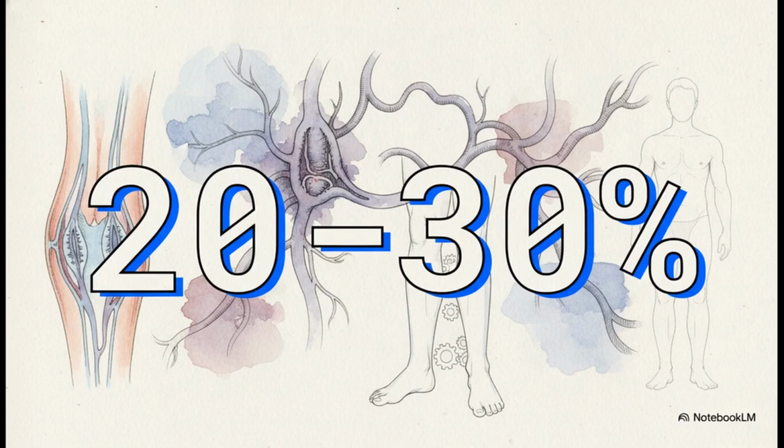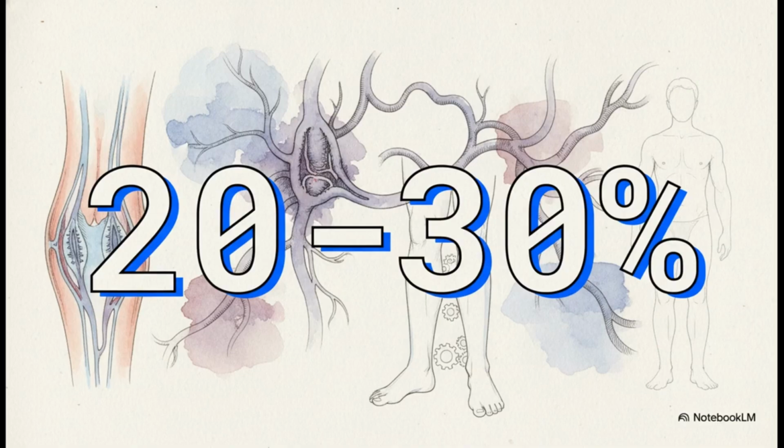20 to 30%. That is a staggering number, isn't it? That's the percentage of the adult population affected by varicose veins. So if you've been feeling a bit of heaviness in your legs lately or noticing some twisted veins, you are certainly not alone. While women are affected more frequently than men, this is very much a global phenomenon.